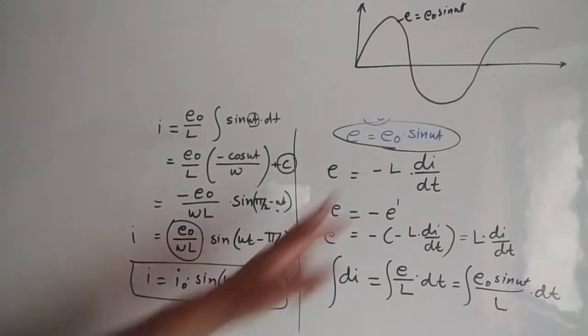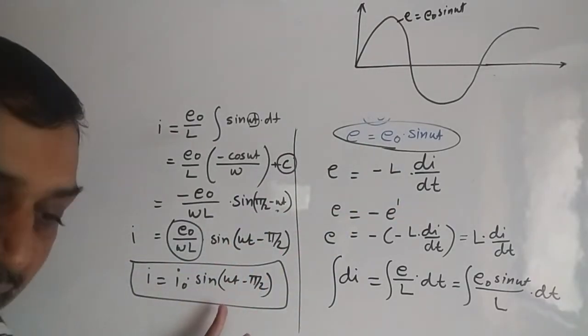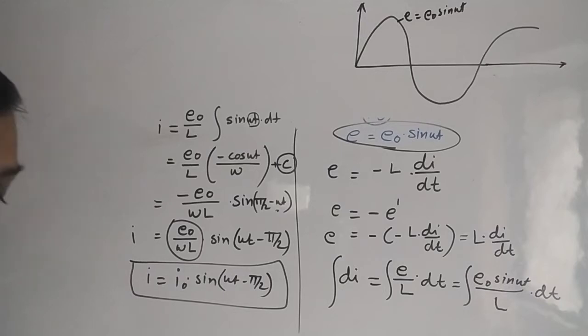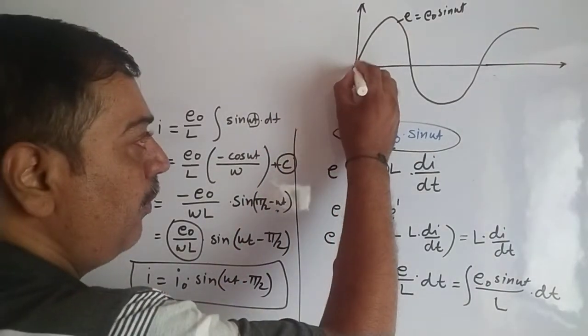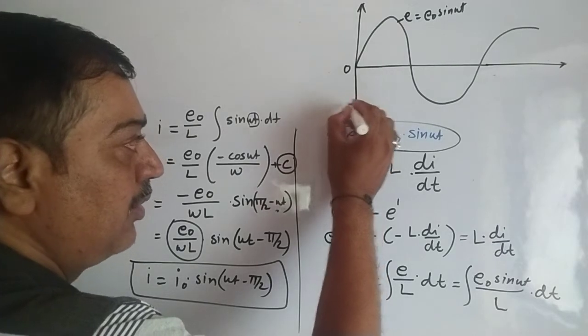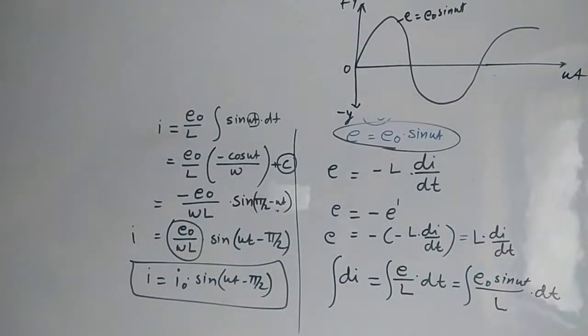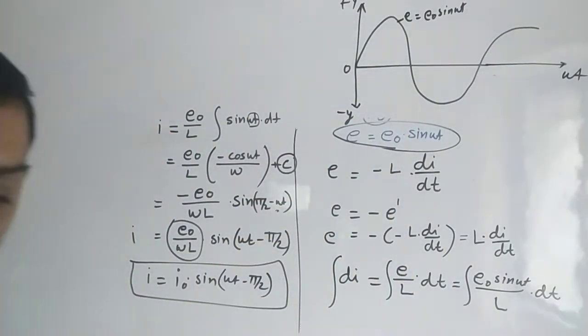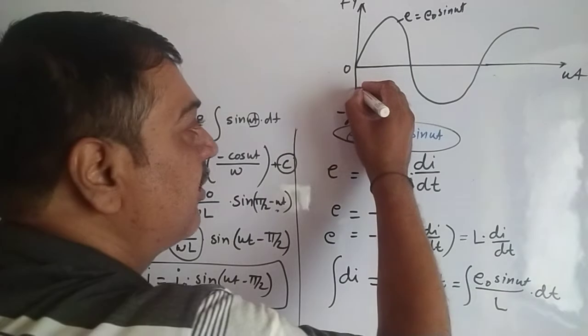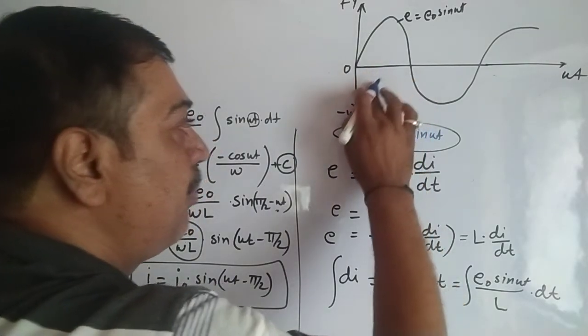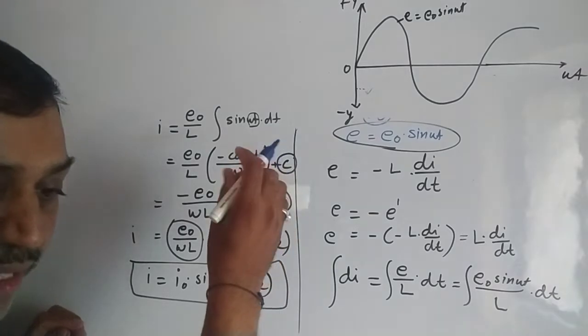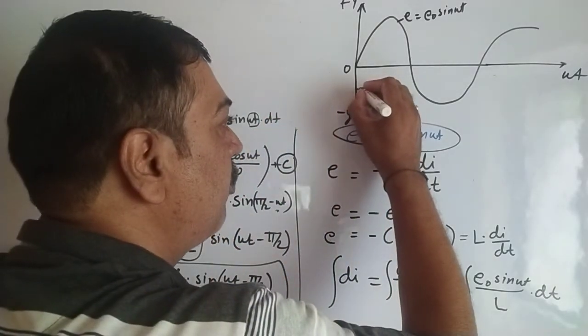Now according to this and this equation, current lags behind the EMF. Lag behind means it comes in the negative direction. So here EMF starts at 0. This is the negative y-axis, this is the positive y-axis, and this is the x-axis along which we have taken omega t. As current lags behind the EMF, it is behind the EMF. So if EMF starts here, the current will start in the negative direction like this. They are not in phase now. So current lags behind the EMF by pi by 2. I will draw it like this.